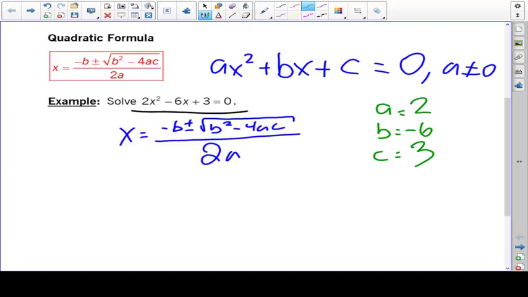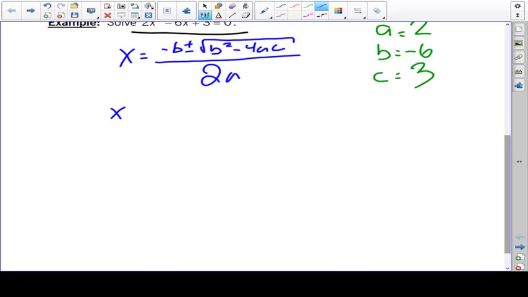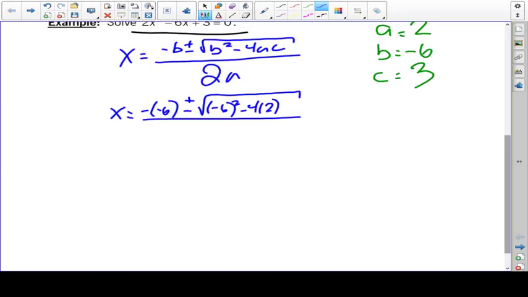So we have to substitute those values of A, B, and C into the quadratic formula. Let's go ahead and do that. x equals negative b, so that's negative 6, which is kind of trippy to think about, but it is plus or minus the root of negative 6 squared minus 4 times 2 times 3, all over 2 times a, which is 2. So that's the first step. That's where we substitute all of our values. Now what we're going to do is just use order of operations to help us figure it out.